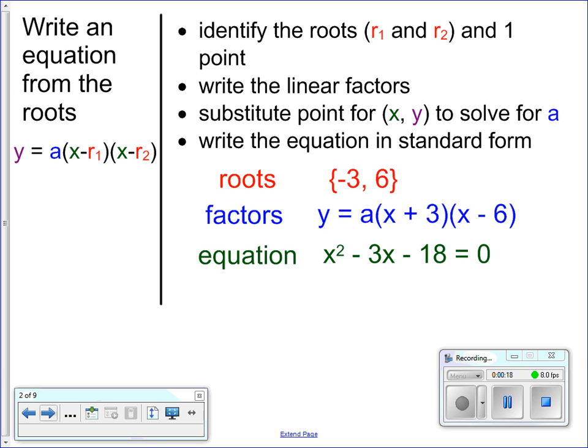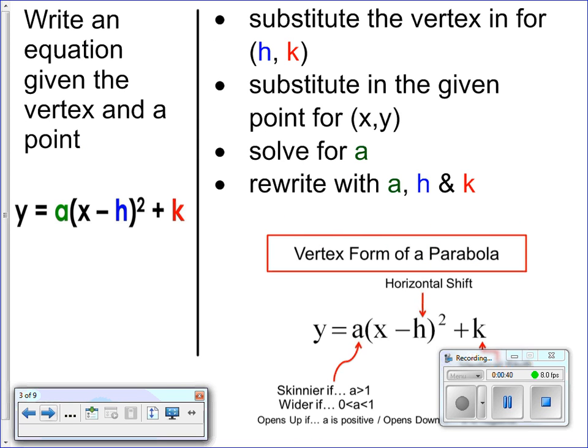So, writing from the roots: if we want to identify the roots, the 2 points where it crosses the x-axis, write our linear factors, substitute for x and y, then solve for a, and write it in standard form. So if you have the roots, you're going to write it in standard form. If you need to write it in standard form, you need the roots. If you want to write it in vertex form, you're going to need the vertex.